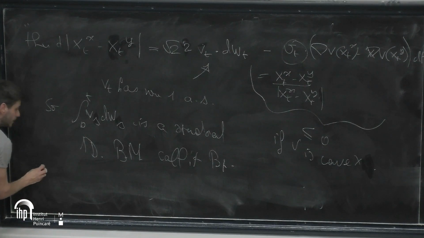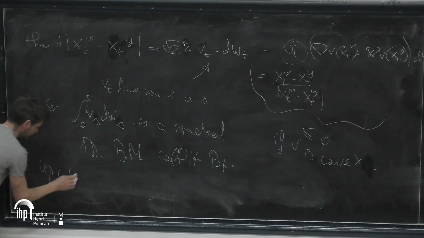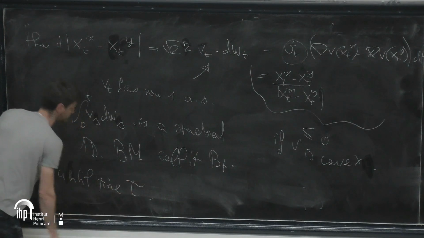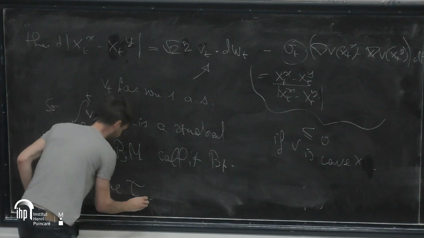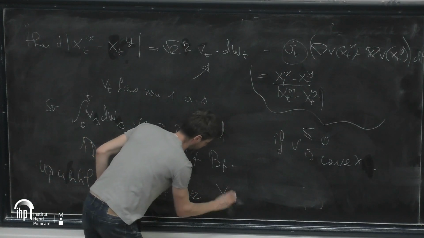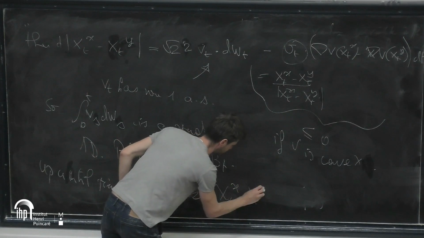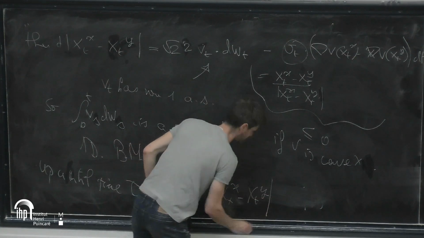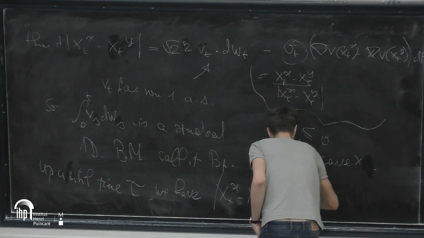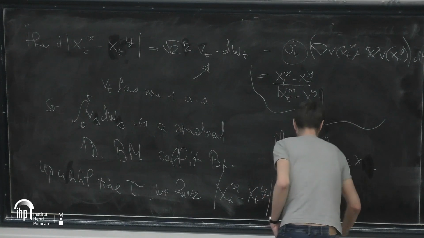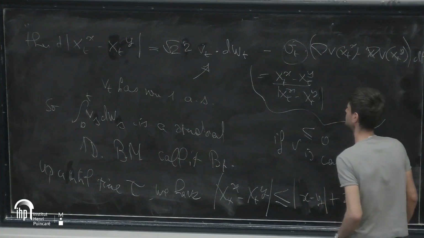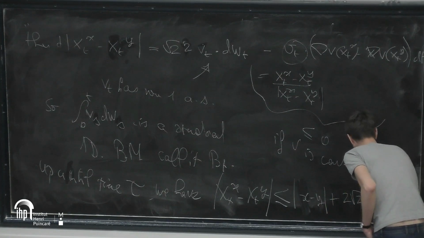Okay, so up until time tau, so until the first time they meet, we have that the norm of Xt^x minus Xt^y is upper bounded by what you have at time 0, plus some constant, so it's maybe 2 square root 2, times some 1D Brownian motion.